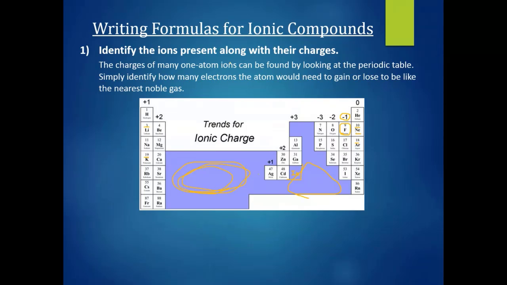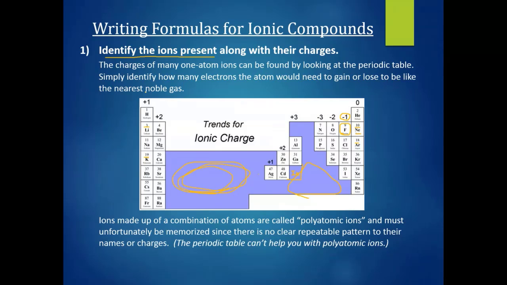So when writing formulas for ionic compounds, the first thing we want to do is identify the ions present along with their charges. The periodic table can't help you with polyatomic ions. Unfortunately, you just need to memorize those. There's 8 primarily that you need to memorize, unless your professor gives you a polyatomic ion chart.